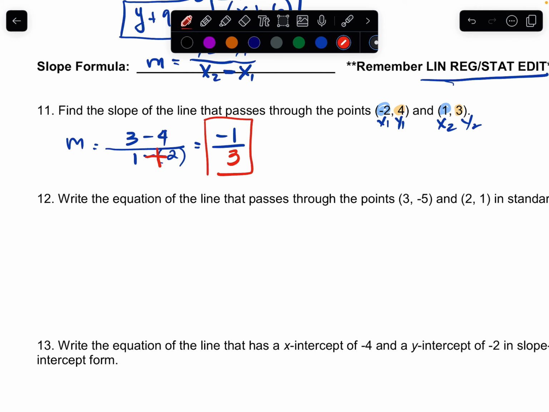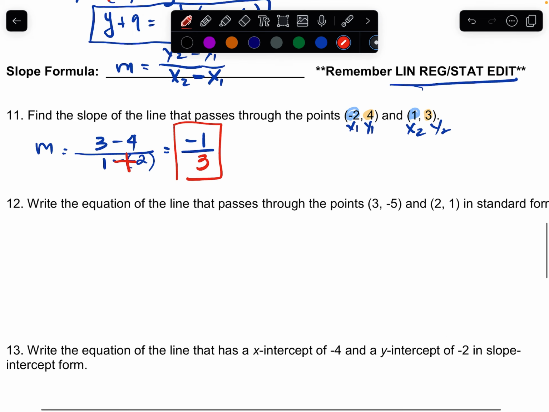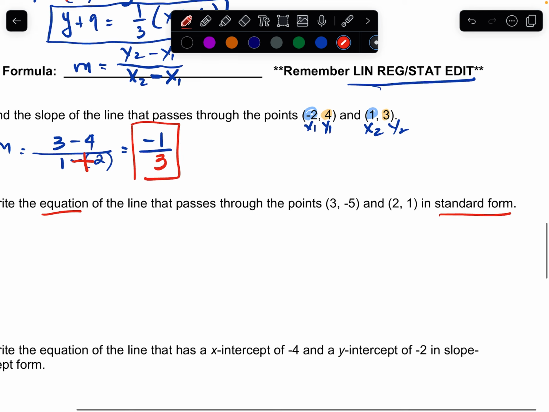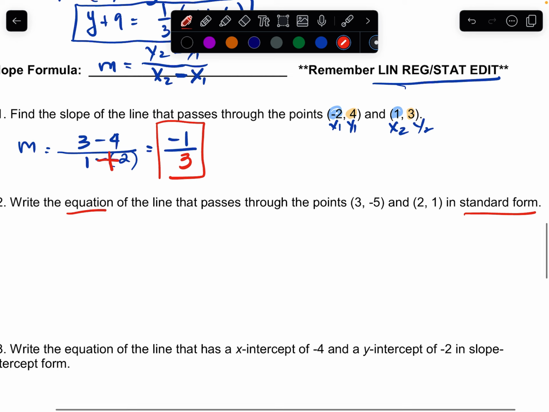Write the equation of a line that passes through the points (3, -5) and (2, 1). Okay, so we're going to find an equation in standard form. Let's look through this.